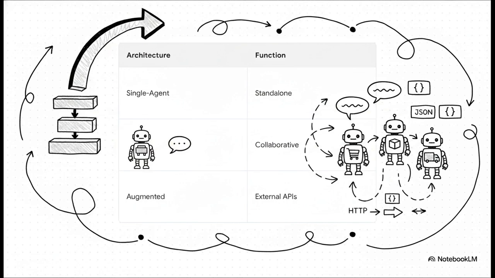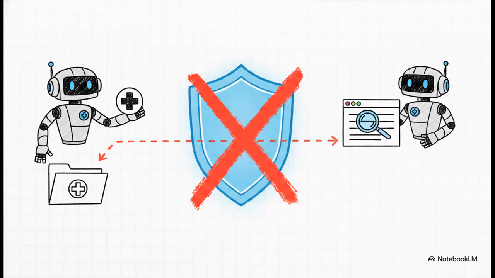And how do they coordinate all this? They communicate dynamically, either by generating natural language that the other agent reads, or by passing highly structured JSON payloads via standard HTTP protocols. But, of course, this level of interconnectivity introduces significant system risks, which is exactly why compartmentalization is an absolute engineering necessity.